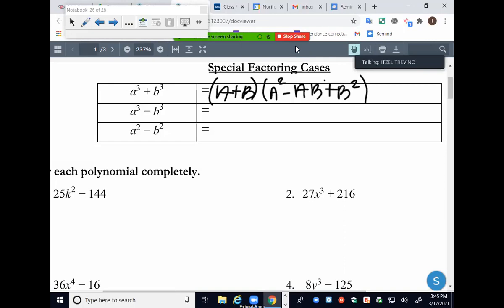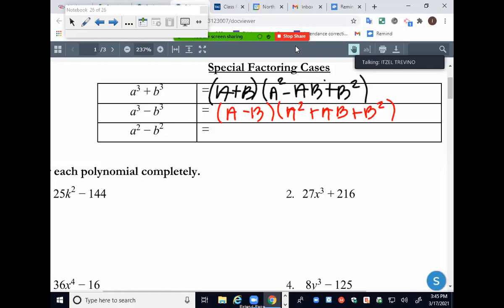Very similar to the differences of cubes. a cubed minus b cubed. We have a minus b, times a squared plus ab plus b squared. Awesome. Natalie remembers. She memorized it.